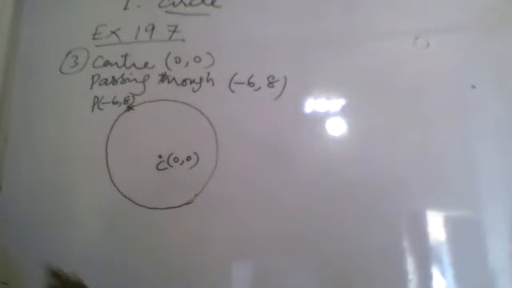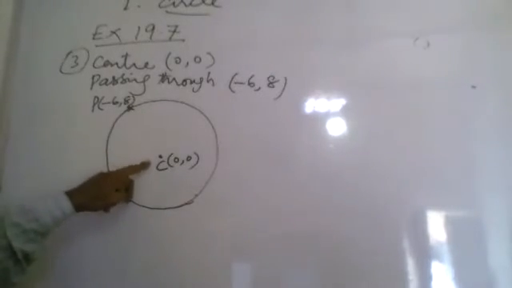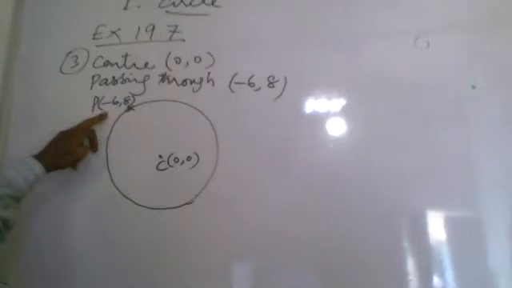Okay, students, I have sent you the picture in the group. I have shared the picture in the group. So we have to find the equation of a circle whose center is at the origin and passing through the point (-6, 8).